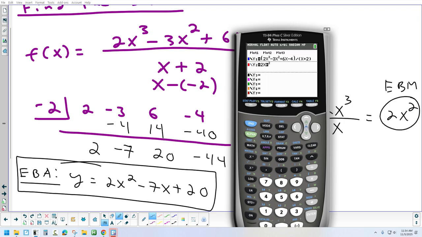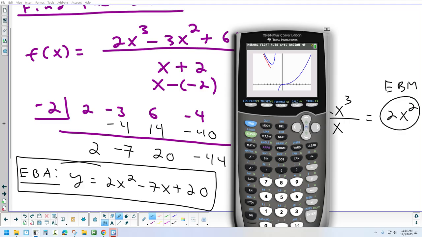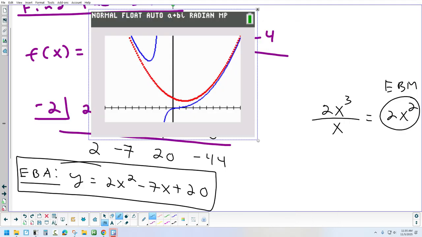So if we modify it and then put in minus 7x plus 20, and now graph it, it should look like they're getting extremely close, both on the left and the right side. Perfect. So that graph in red is predicting what the ends look like. Notice it's not really accurate at the beginning. It gets more and more accurate the further on you go. Any question on finding the EBA there?